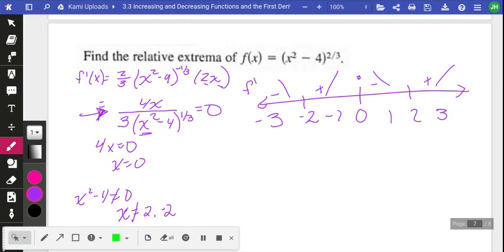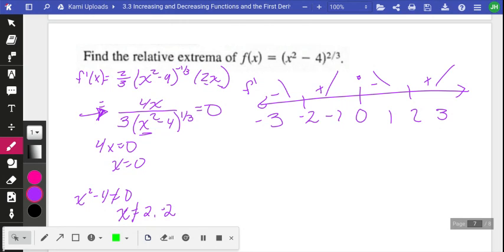So if we were doing intervals of increasing and decreasing, it is decreasing from -infinity to -2. From -2 to 0, it's increasing. From 0 to 2, it's decreasing. And from 2 to infinity, it is increasing. Okay, it didn't ask that, but we're capable of doing that level of increasing and decreasing.